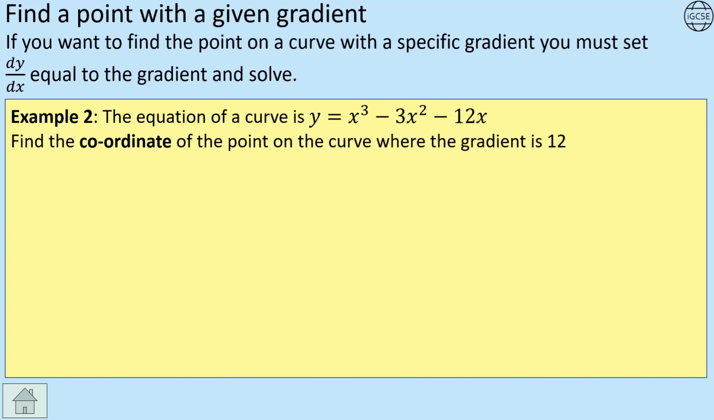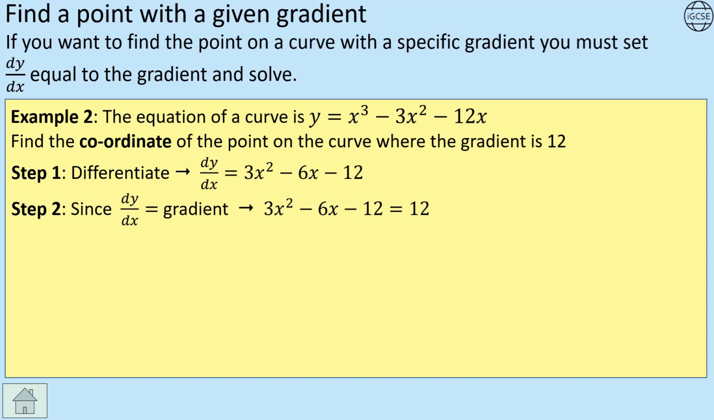It's a little bit more complicated because we've got an x cubed. So when we differentiate this one, same process as before, we've got 3x squared minus 6x minus 12. So just differentiating, 3 comes to the front, the power drops to 2. 2 comes to the front times by 3 is 6, and it's just 6x, and then obviously the x just drops off. Now we make that equal to 12, like we did before.